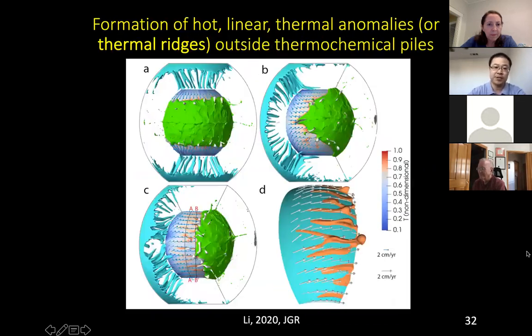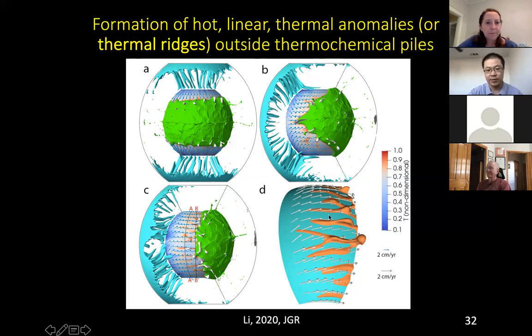This slide shows some snapshots of the movie you just saw. Figure A is at an earlier stage, then figure B at a later stage. And what's more interesting is shown in figure C. In figure C, you see the thermochemical pile has been pushed to the eastern part of the model domain, and outside the pile, there are lots of hot anomalies in the subduction-influenced regions.